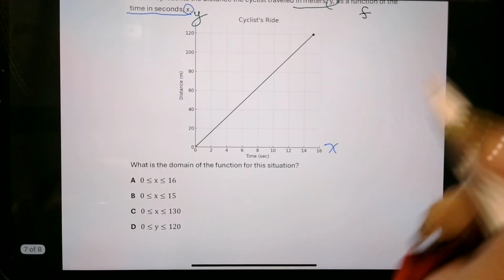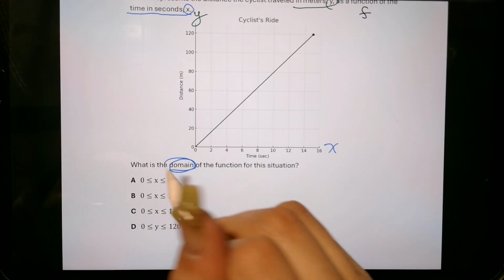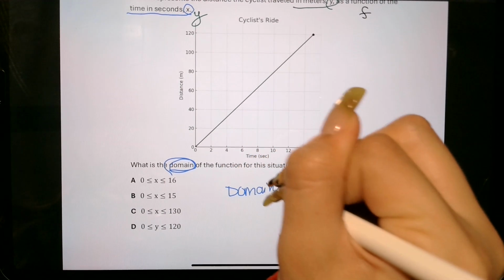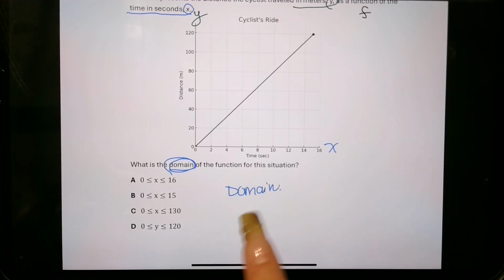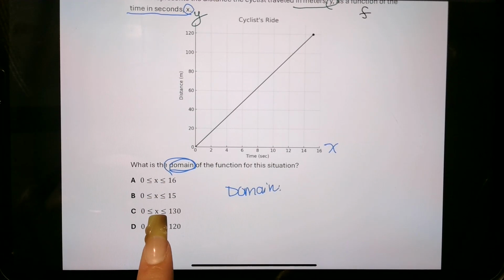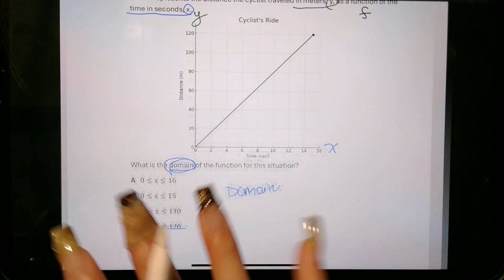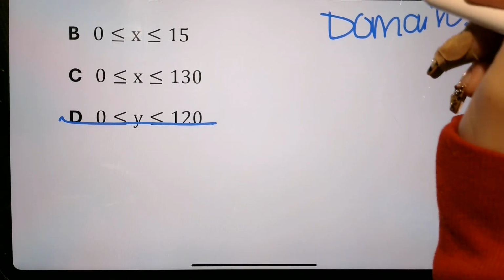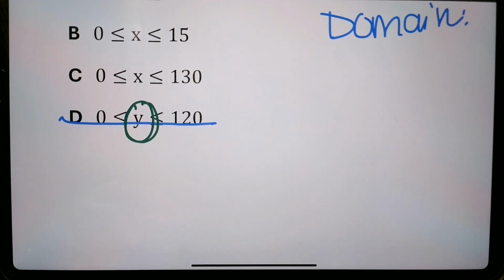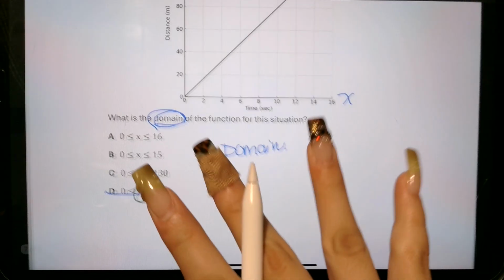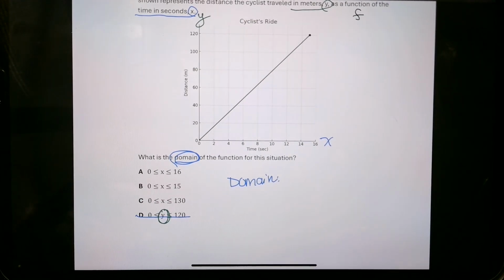It says, what is the domain? So we're only looking for the domain. Based off of that, and knowing the domain is the x-axis, I can delete D, because it has a Y right here. And I know this is actually about range when there's a Y and they're asking me domain. So D is totally out of the question. So let's go ahead and find our domain.